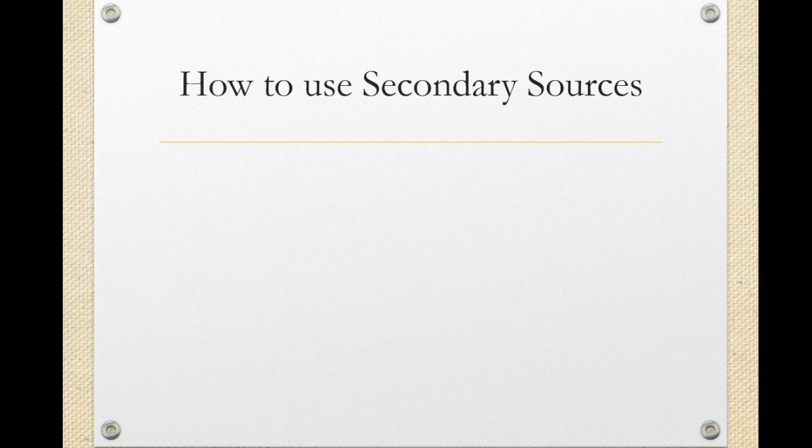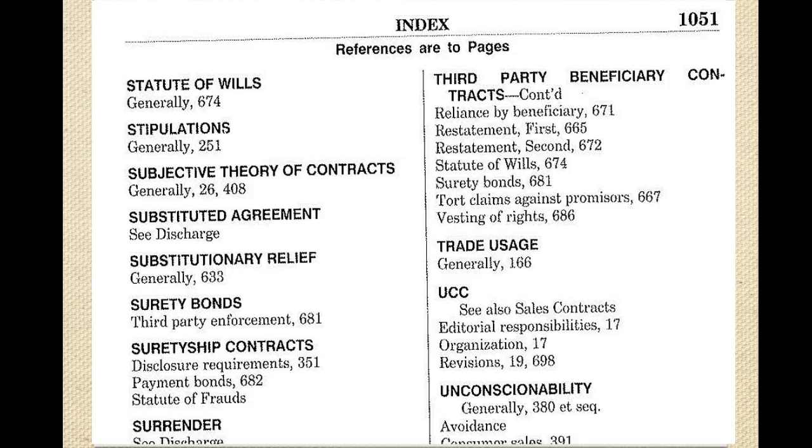Okay, so hopefully I have convinced you secondary sources are frequently the place to start. How do you use them? Well, one place you might want to start is in an index. In the index, you would use the index if you already know the specific term or the specific concept that you need to get more background on.